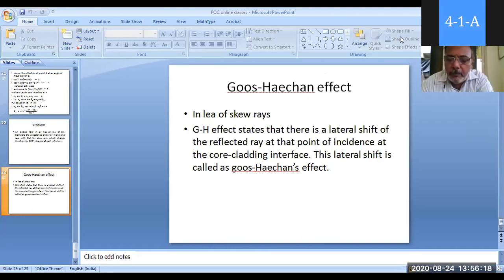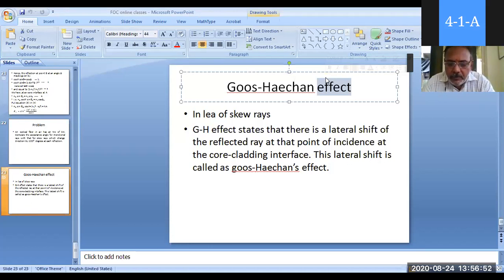Next, one more problem. Calculate N1 and N2 whose numerical aperture value is 0.35 and delta is 0.01.